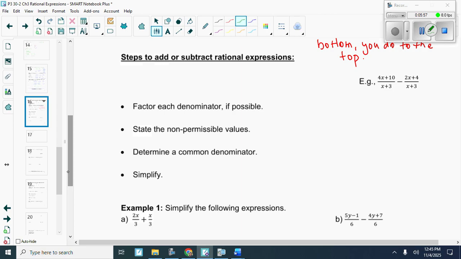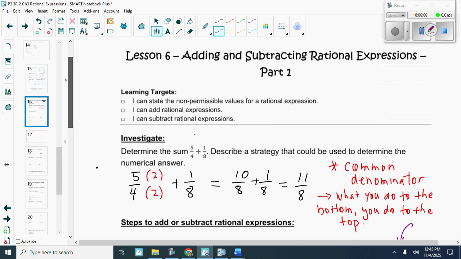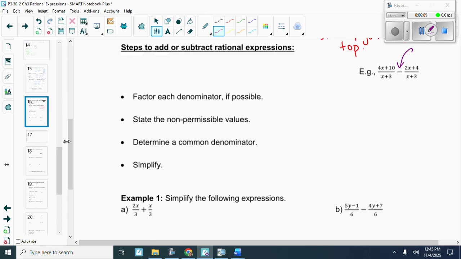You have to notice that this is part 1, but I'm doing a subtraction example. That's fine. The questions that we're doing are multiplication and division. So we're going to factor the denominator if possible. Right now my denominator is already a binomial. It's already factored, so check. We'll do a couple more where we have to do some factoring.